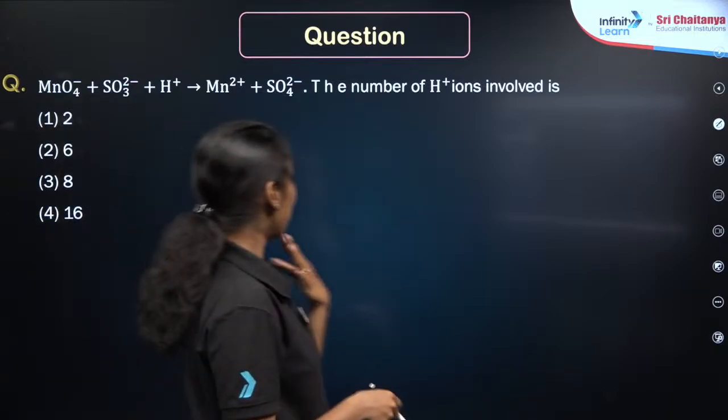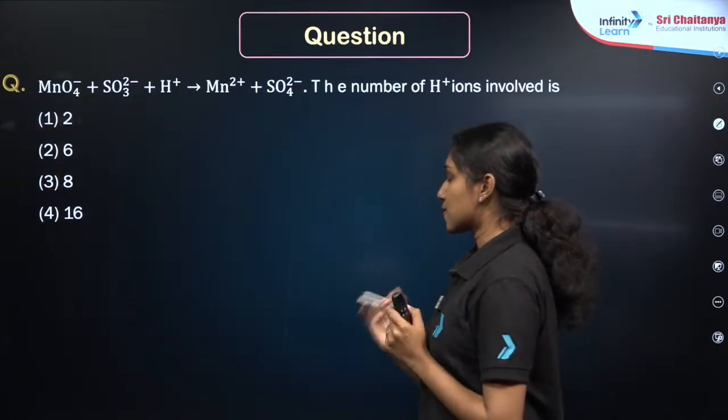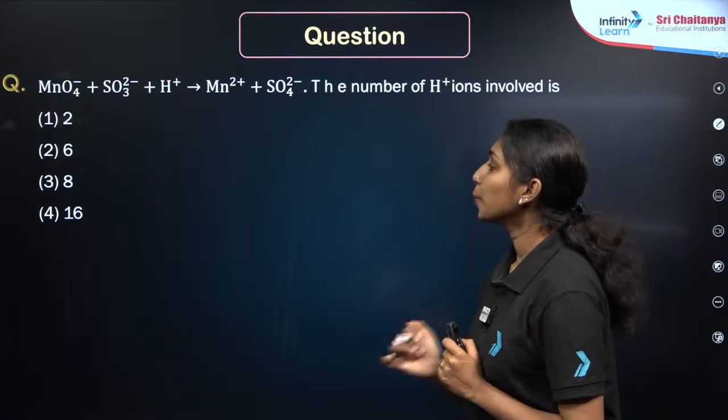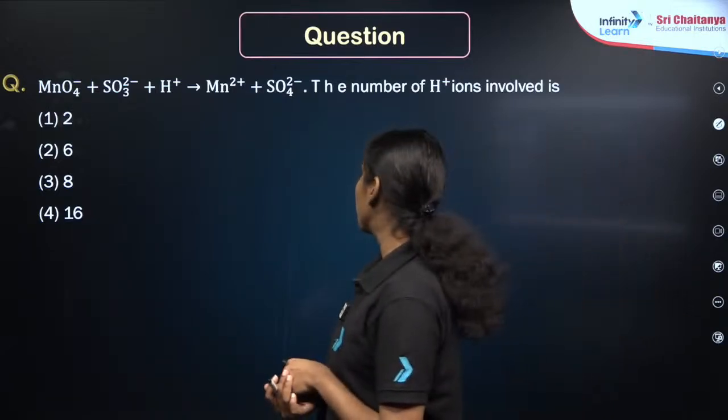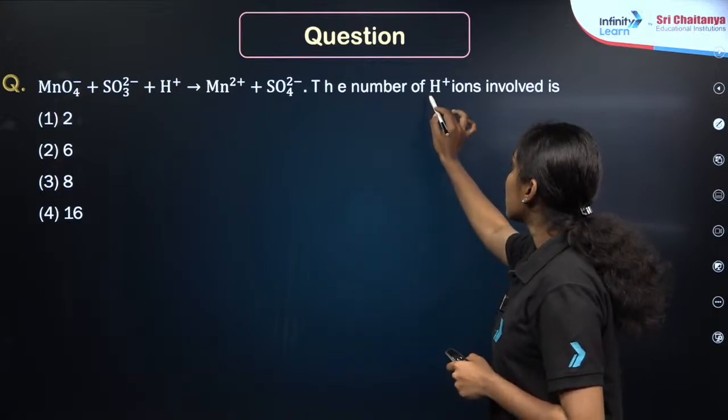Again here is the next question based on the balancing of the redox reaction. The reaction is MnO4 minus plus SO3 2 minus plus H plus gives Mn2 plus plus SO4 2 minus. What will be the number of H plus ions present here?